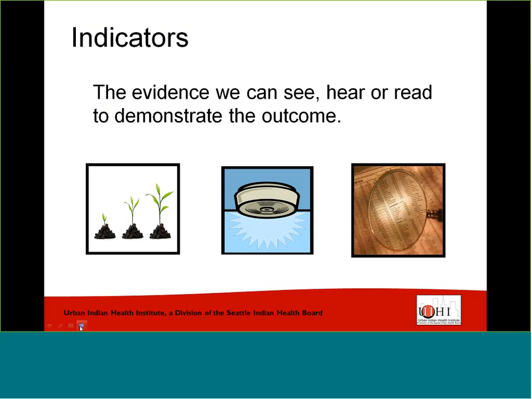Now that we have our evaluation questions, we need to collect the evidence required to answer them, which is where indicators come in. An indicator of fire is smoke, or an indicator of understanding math could be correct answers on a test. In program evaluation, indicators are tangible things that we can see, hear, or read that demonstrate the outcome. Once we develop a specific evaluation question, we need to identify an appropriate indicator to measure in order to answer that question.